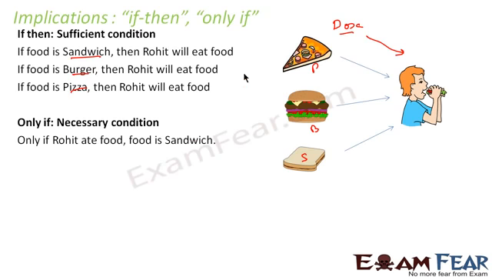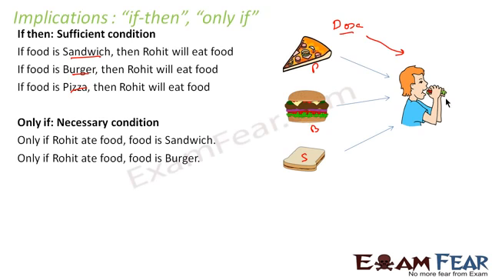But when I say only if, it is a necessary condition. I'll say the statement, only if Rohit ate food, food is sandwich. For example, I want to know whether the food is sandwich or not. The first condition I should check is whether Rohit has eaten the food. Then only we can say that the food is either pizza, sandwich, burger or dosa. If he has not eaten, that means the food is not in any of this category. So we can see that Rohit eating the food is a necessary condition for determining whether the food is pizza, burger, sandwich or dosa.